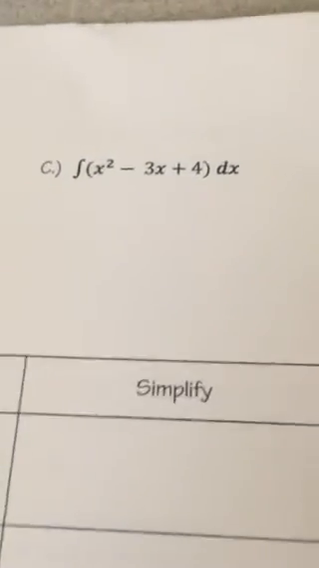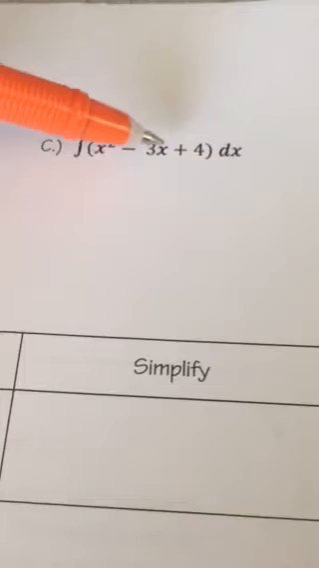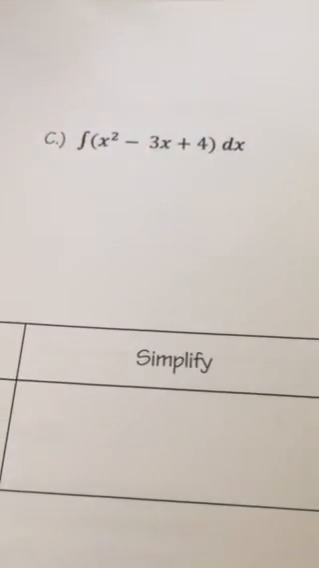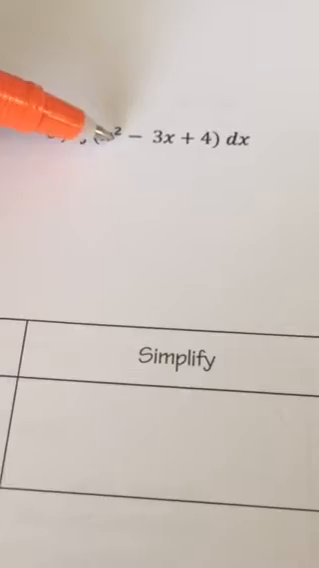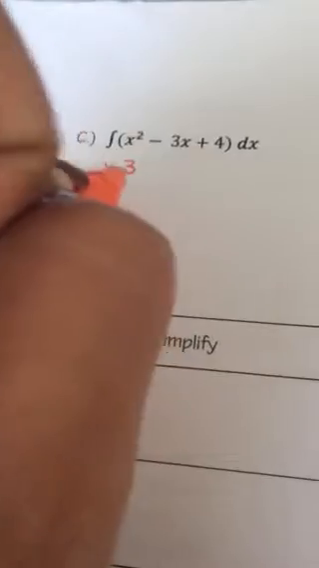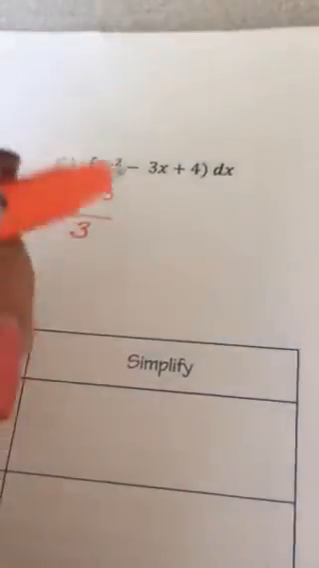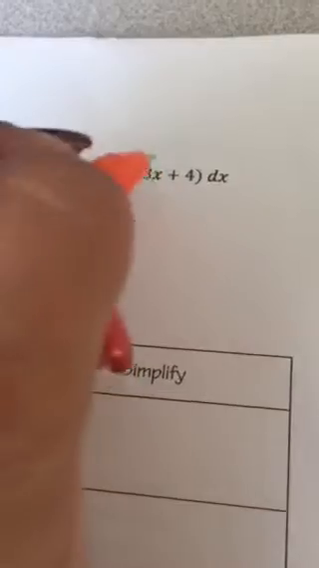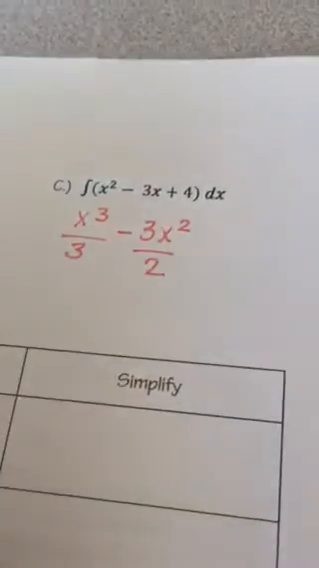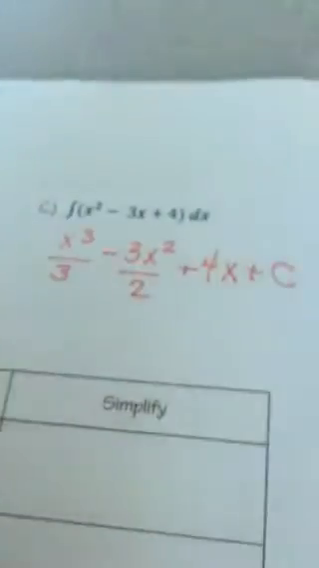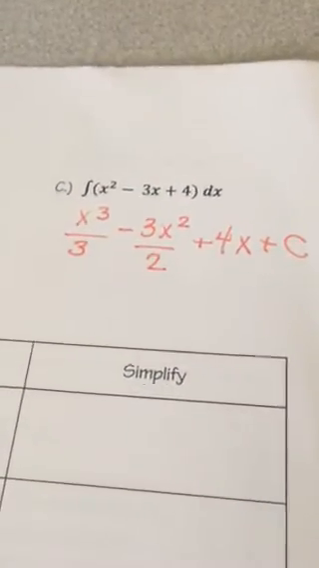If you look at this next example, just like we did with derivatives, where we would take the derivative of the first term, then this term, and then this term, it's the same thing with integrals. For the very first part, x squared, we add 1, divide by that new exponent, so now we have x cubed over 3, minus, using our power rule for integrals, 3x squared divided by 2, plus 4x plus c. And that would be it. Let's move on to another example.